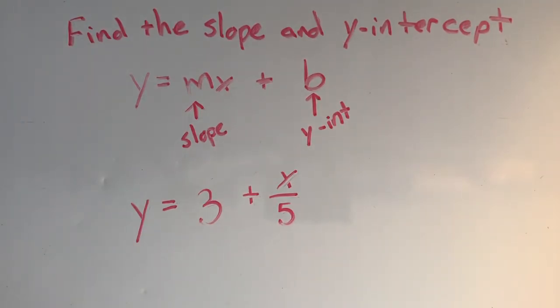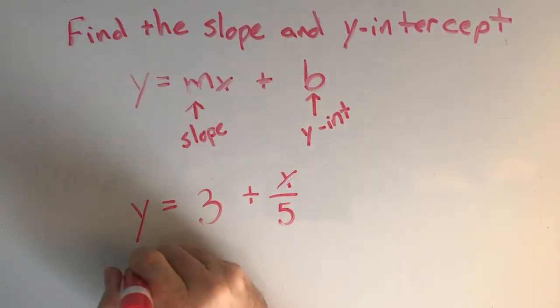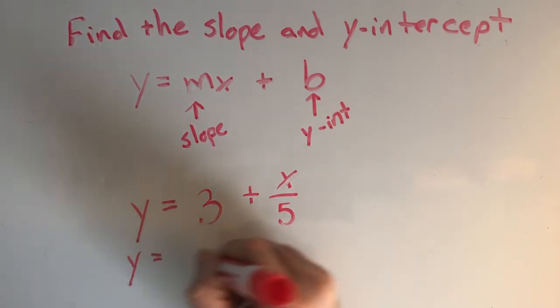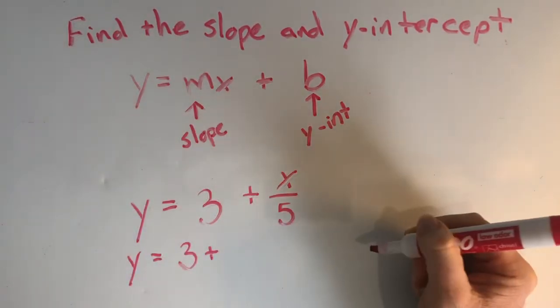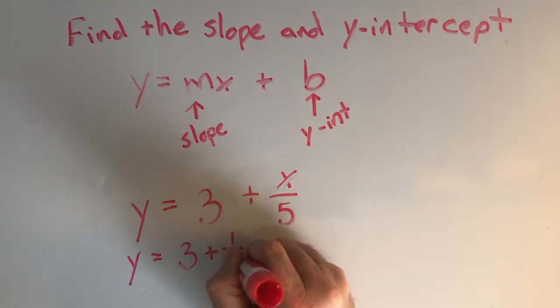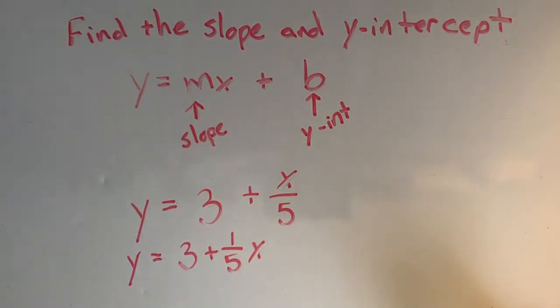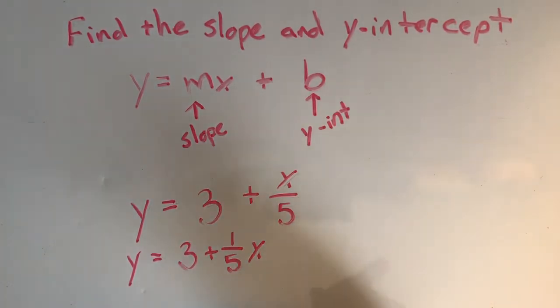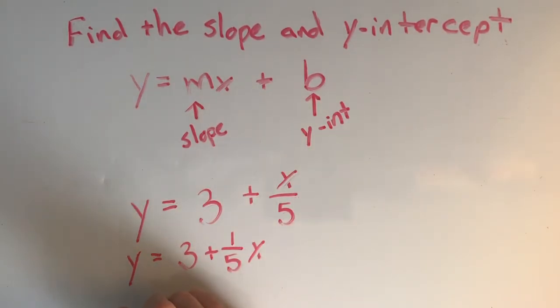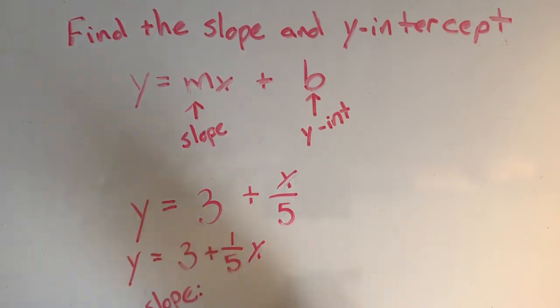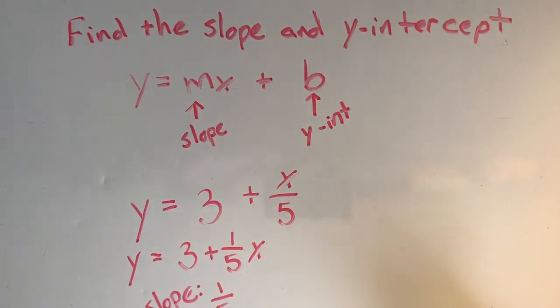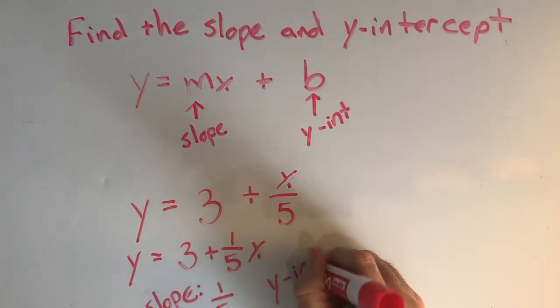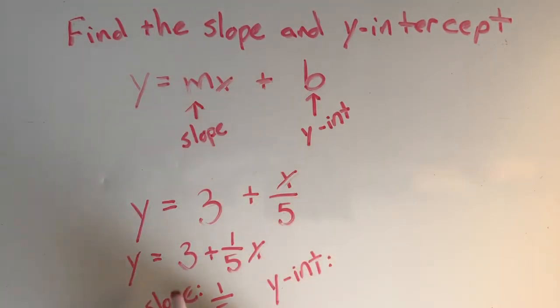All right. Now, this one looks tough, but if I think of it as y equals 3 plus 1/5 x, okay? Then what's being multiplied by the x? That's the slope. Well, 1/5 is being multiplied by the x, so the slope is 1/5. And the y-intercept is the 3.